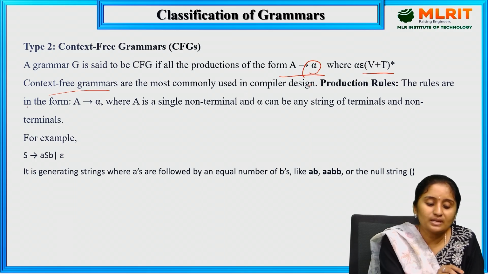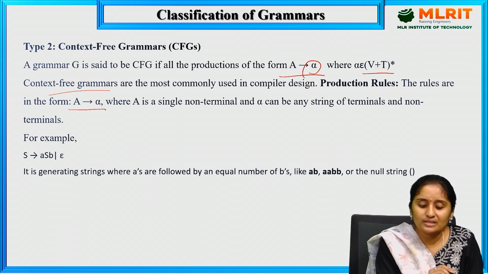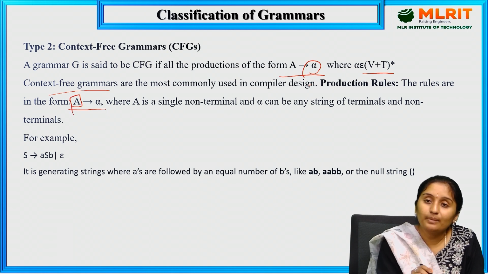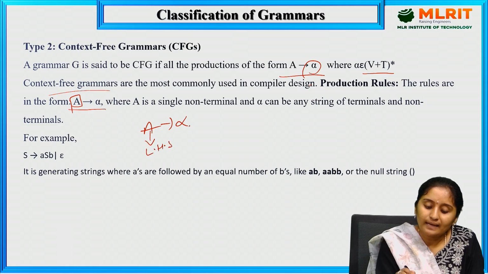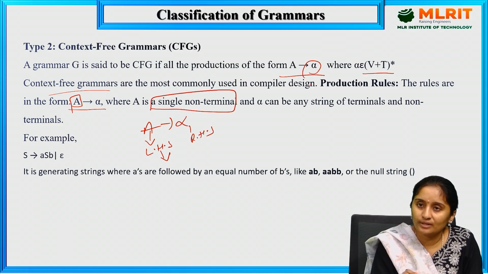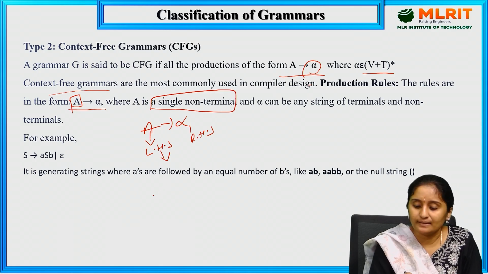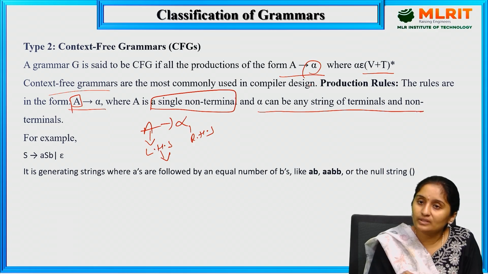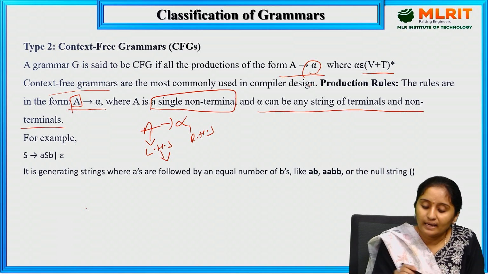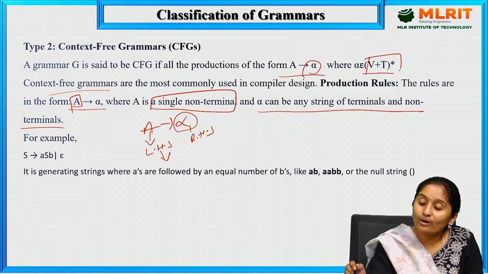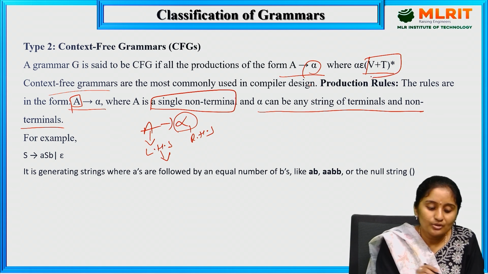Here the production rules are in the form of A produces alpha, where A is the LHS and alpha is the RHS. The LHS will have only a single non-terminal, which should be only one. A non-terminal is a capital letter. And alpha can be any string of terminals and non-terminals. So this is the context-free grammar. Let us see here.